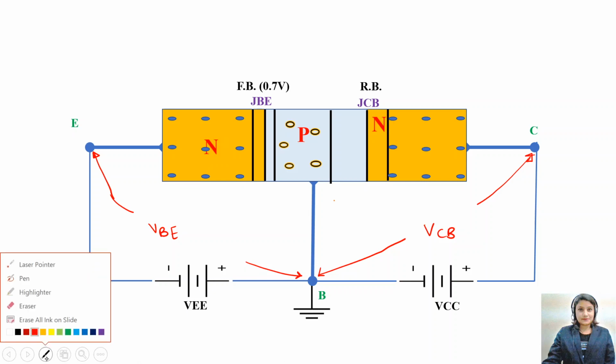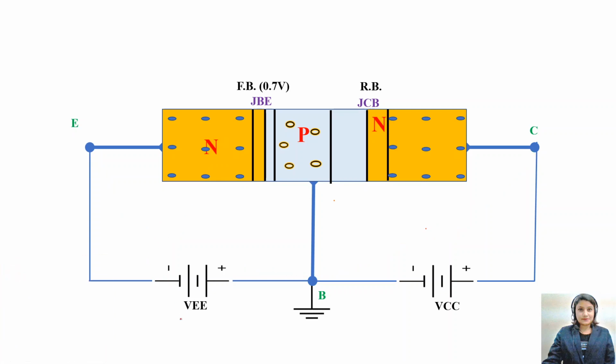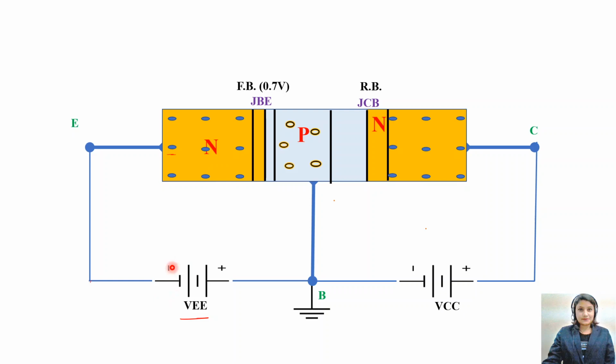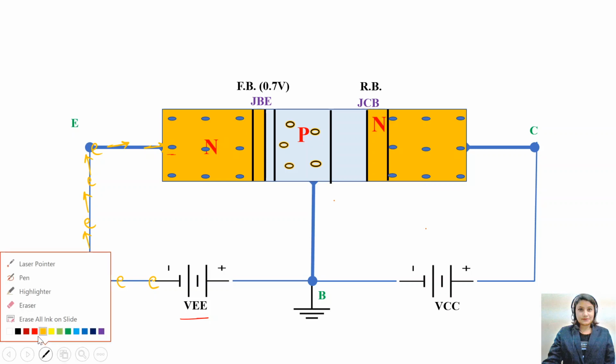So when I connect the negative terminal of this VEE, see this negative terminal is connected to the emitter, and emitter is connected to the N type of semiconductor. You know, right? The negative terminal of the battery supplies electrons. The electrons will come from the battery, so where will they move? They will move into the emitter terminal, and from the emitter terminal they will go into the N type of semiconductor.